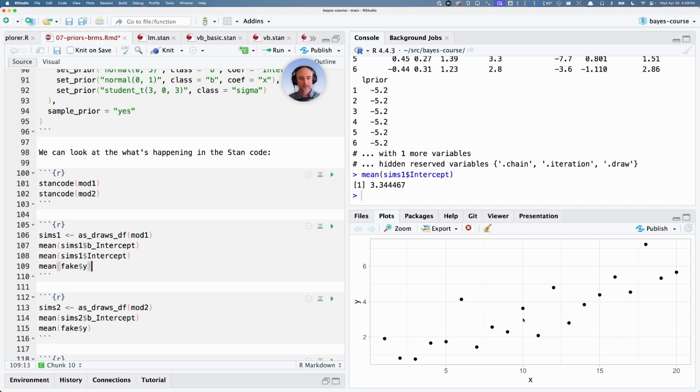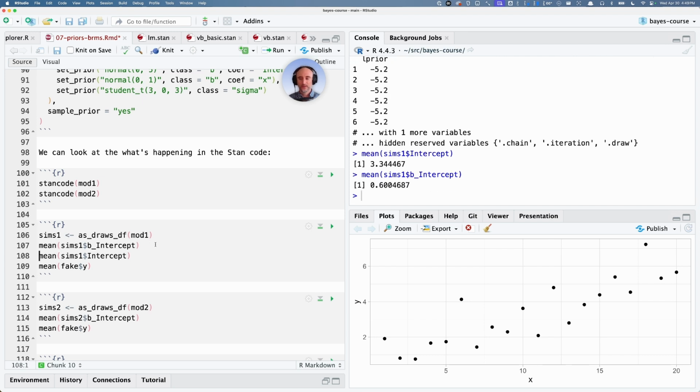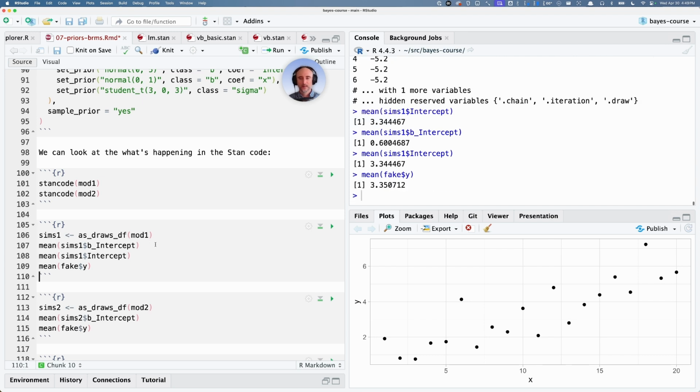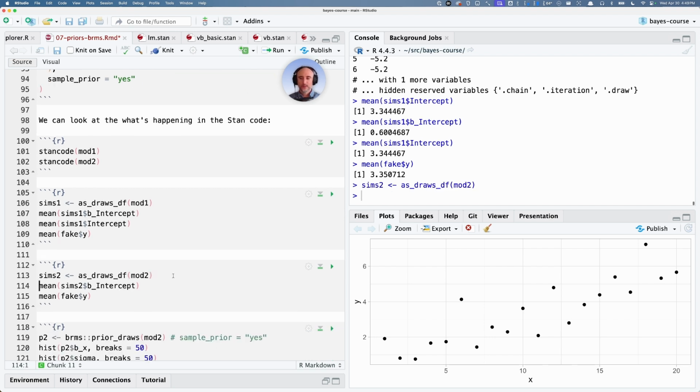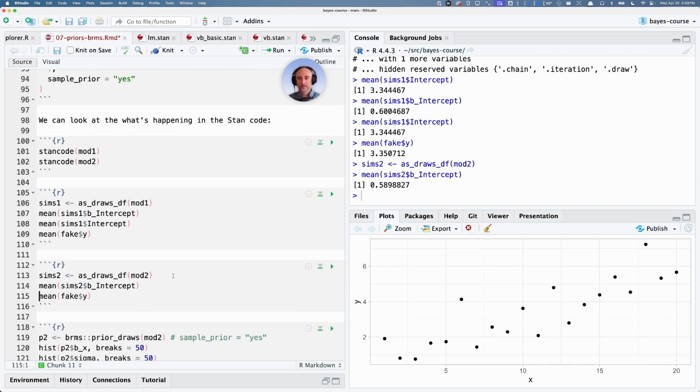But the intercept as we gave it would be when x is equal to 0, which would be over here. And so that's the back-transformed version. That's the b_Intercept. On the other hand, if we look at model 2, the mean of the intercept is approximately what we would expect over here with an x value going in of 0. So it's now, as we have specified the model, how it comes out.